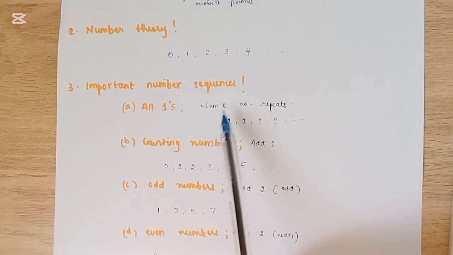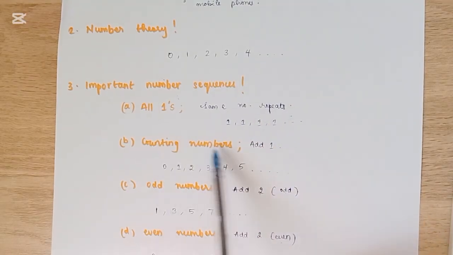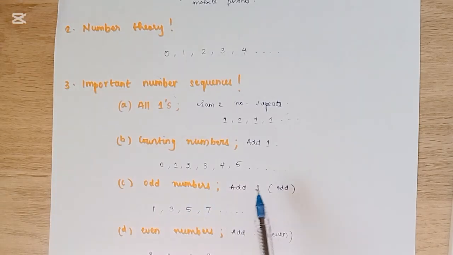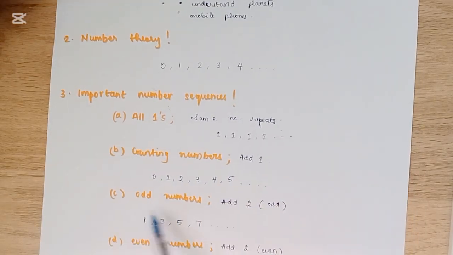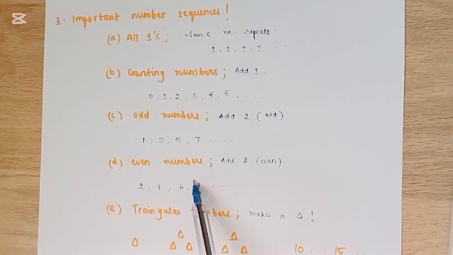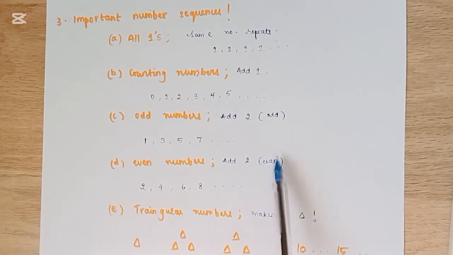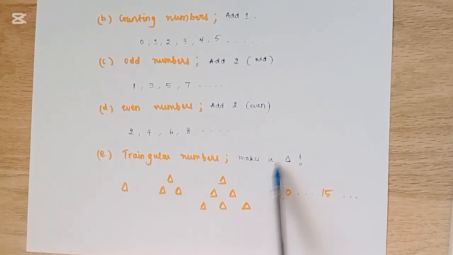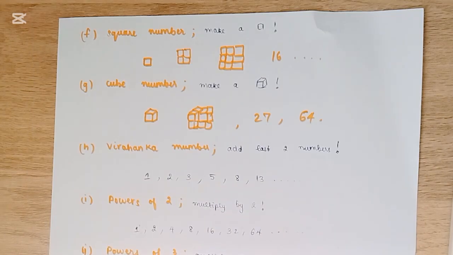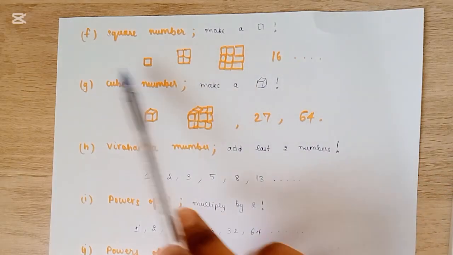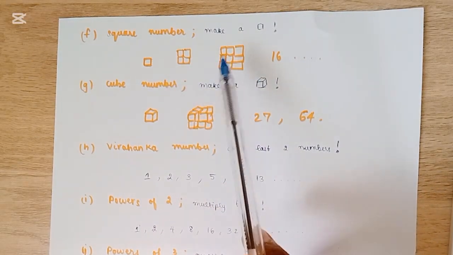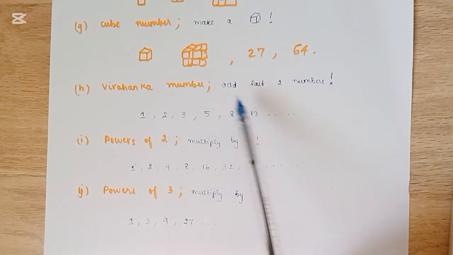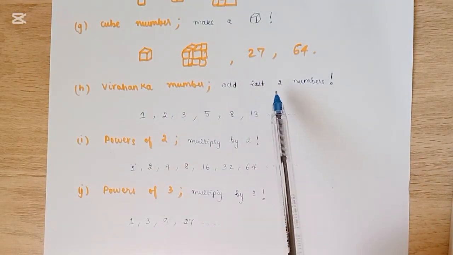Now let's quickly brush through the number sequences or number patterns. All ones, that is the same number repeats. Then counting numbers, whenever you add 1 to the previous number. Odd numbers, whenever you add 2 to an odd number, you get the odd number pattern. Then even number pattern, when you add 2 to an even number. Triangular number pattern, when you add the number such that it makes a triangle. Then comes a square number pattern, when the numbers make a square. That is a perfect square. Cube number, when the numbers make a perfect cube.